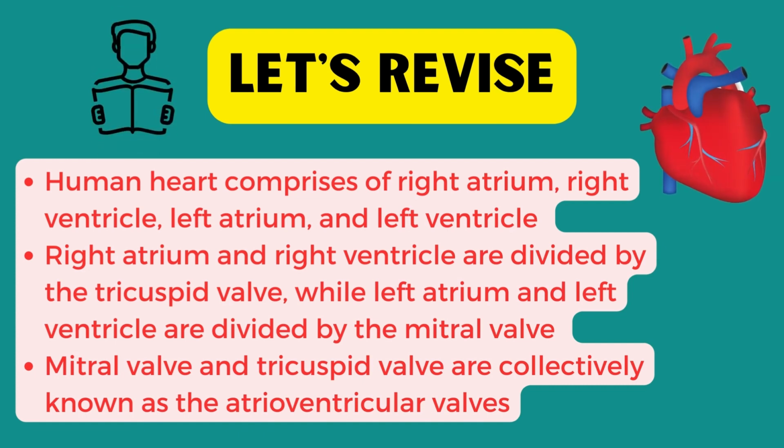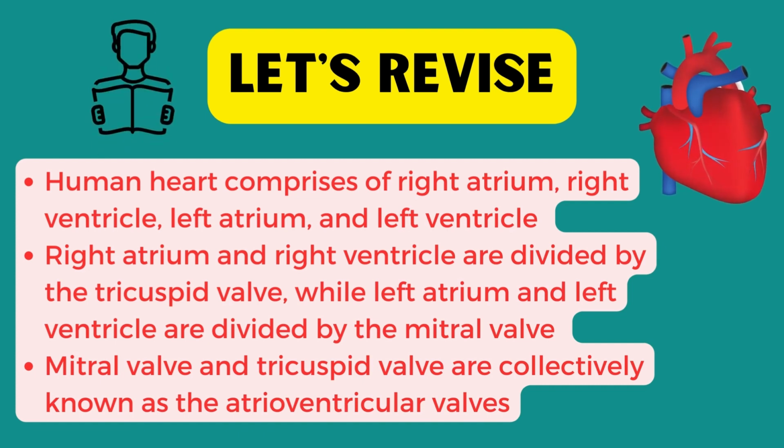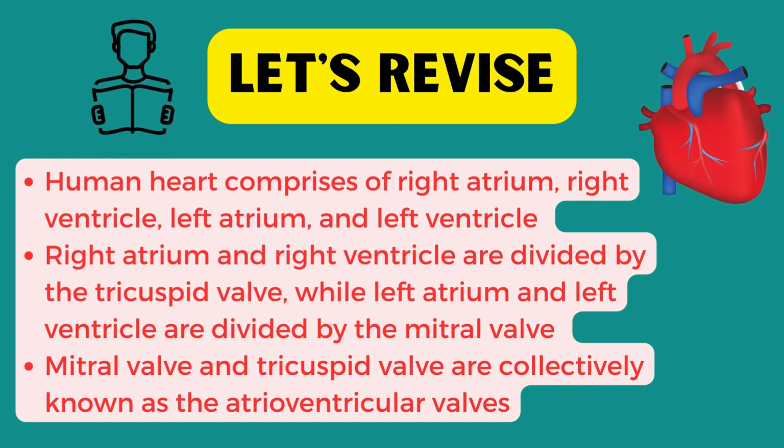As you all know, the human heart comprises 4 chambers. The chambers are right atrium, right ventricle, left atrium, and left ventricle. Right atrium and right ventricle are divided by the tricuspid valve, while left atrium and left ventricle are divided by the mitral valve. Mitral valve has 2 leaflets, and hence the other name is bicuspid valve. The tricuspid valve, on the other hand, has 3 leaflets. The mitral and tricuspid valves are collectively known as the atrioventricular valves.